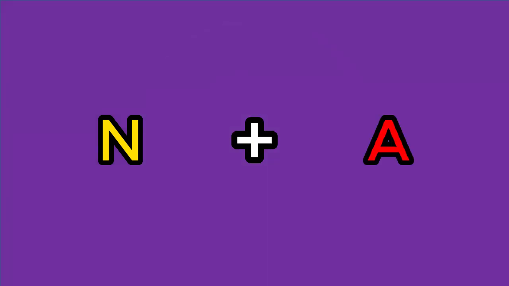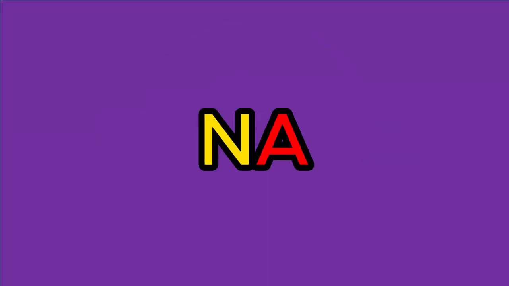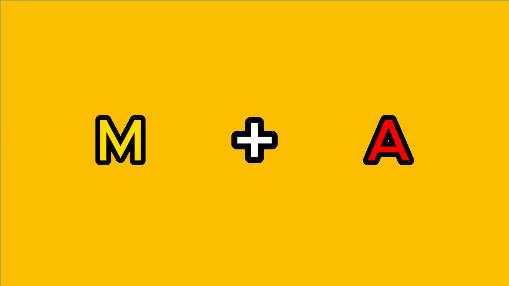Now, let's add A to a non-vowel. Let's say N. N and A. N A is pronounced as na. So if we combine, let's say M and A, M A is ma. N A na, M A ma.